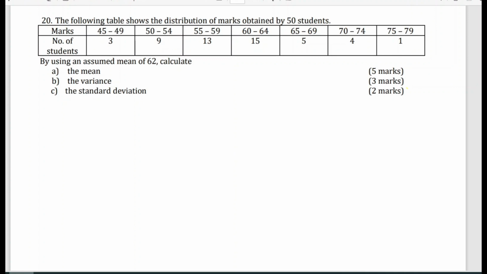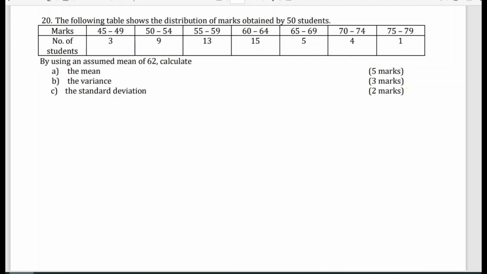In the table, we have marks, which start from 45 to 49, 50 to 54, 55 to 59, 60 to 64, all the way to 75 to 79. And then we have the number of students, the frequency: 3, 9, 13, all the way to 1. So by using an assumed mean of 62, calculate the mean, the variance, and the standard deviation.